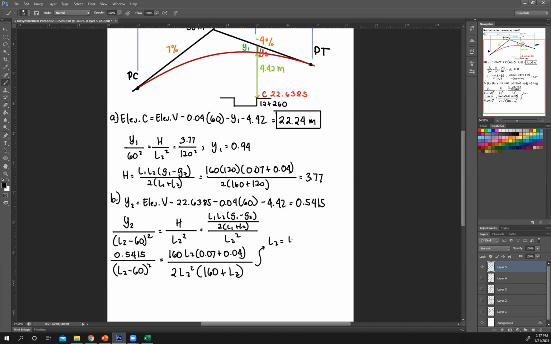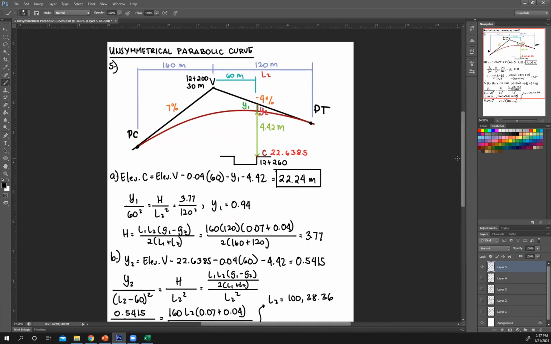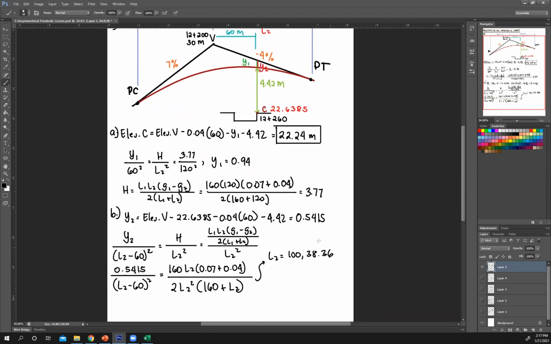So L2. Okay. So obviously, since this length is 60 already, I can't have L2 be 38.36. So we're gonna choose 100. So L2 equals 100. Again, so that you can get a higher number. I'm not sure how your calculator works, but for me, I just have to input x equals 100 so that it chooses the higher number or the number closer to 100. If you let it be x equals 0 or 1, it's going to choose the lower number.